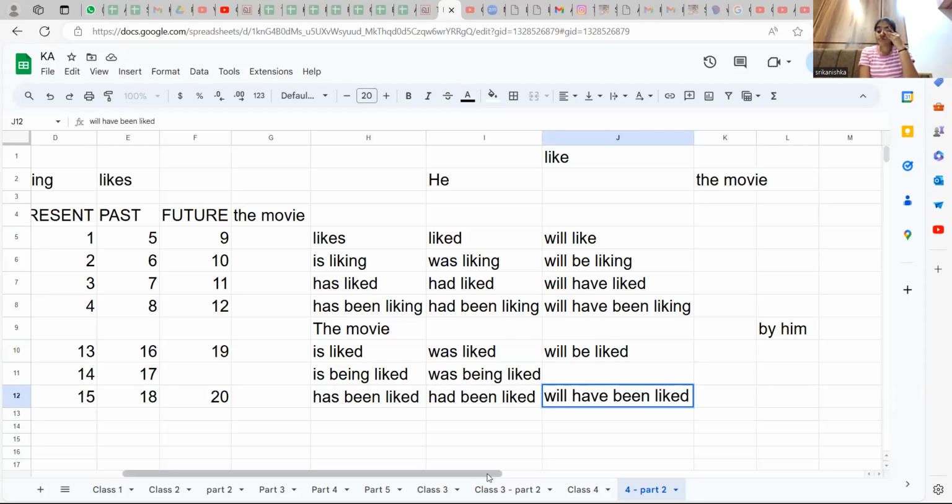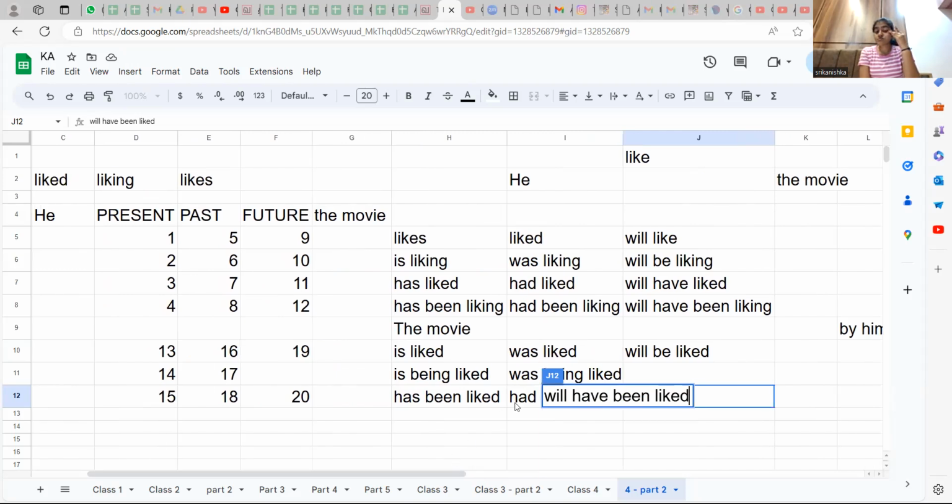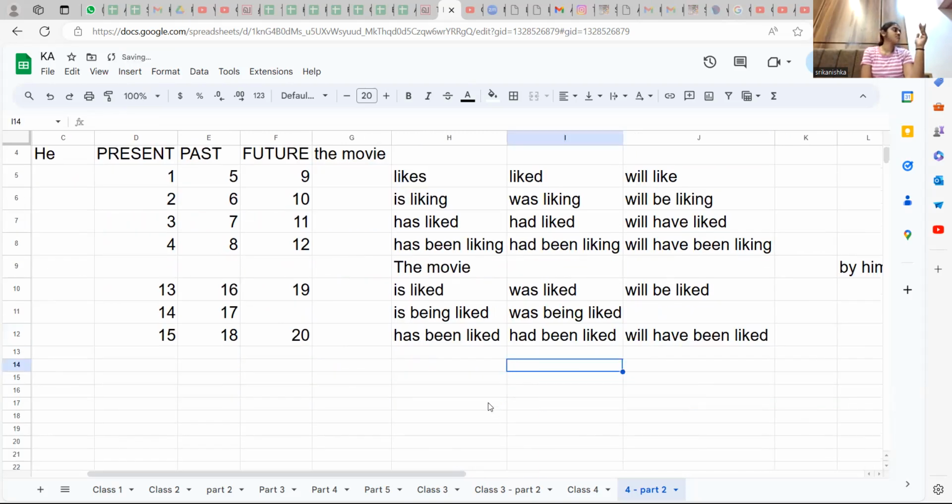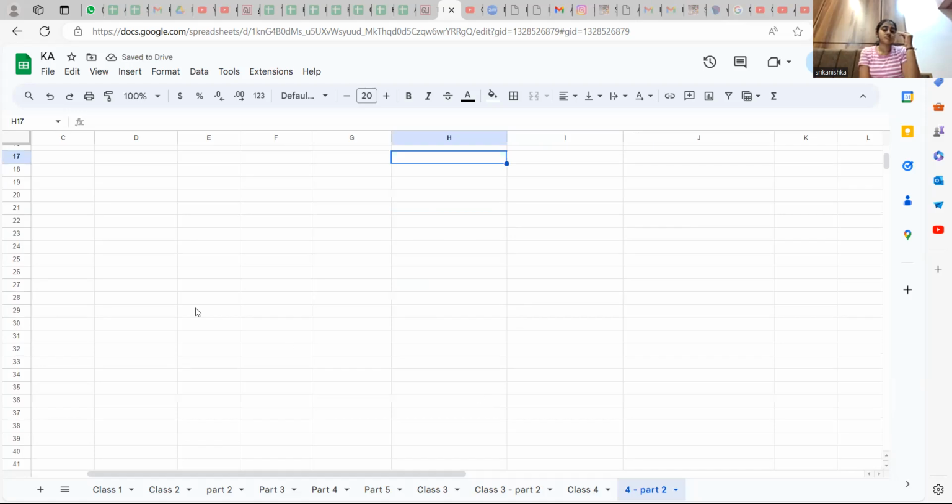So only one more combination. I didn't try it. Probably we can try right after we do the second testing.